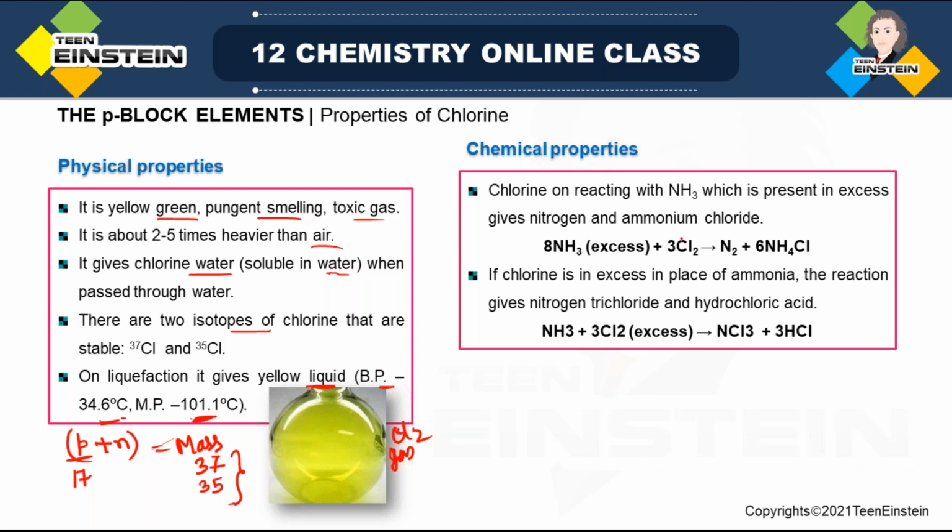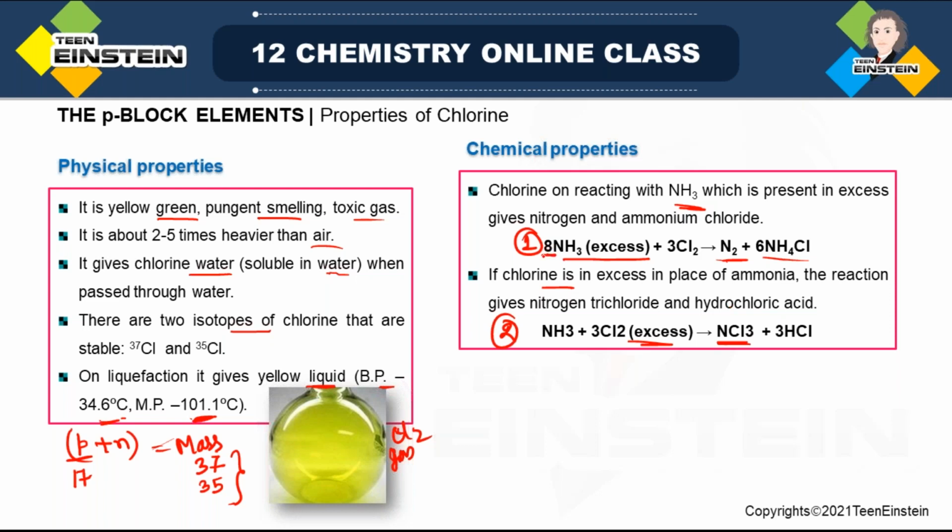Now in this box you can see it is reacting with ammonia, but in these two reactions there is some difference. When chlorine is reacting with ammonia and the amount of ammonia is in excess compared to the amount of chlorine, in that case the product is nitrogen and another product is ammonium chloride. But if chlorine is in excess, not ammonia, now the products are different. So it depends on whether you have taken ammonia in excess or chlorine in excess.